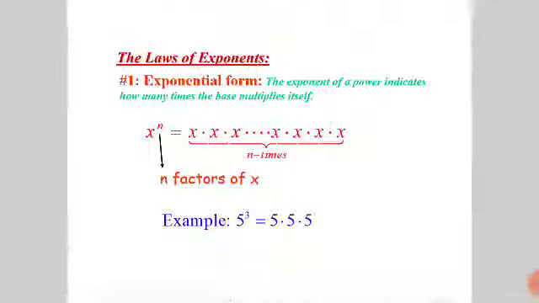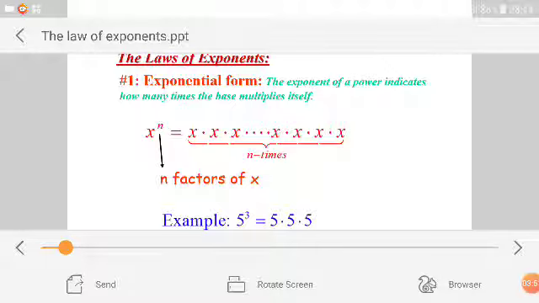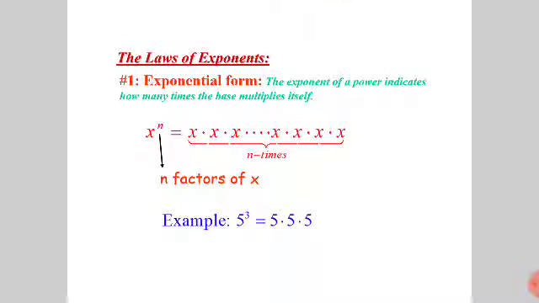Example: 5 cube. 5 cube means 3 factors of 5. 5 is multiplied by itself 3 times: 5 into 5 into 5. 5 fives are 25, 25 fives are 125.